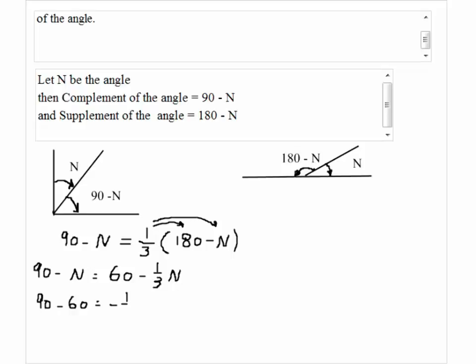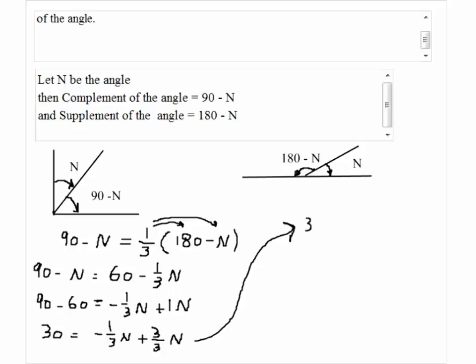here we have minus 1/3 n. If I add n to both sides of the equation, that becomes plus n. So 90 minus 60 would be 30, equal to minus 1/3 n plus 1 n. Instead of 1 n, I can put 3/3 n, so I can combine these two. So 30 is equal to minus 1/3 n plus 3/3 n.